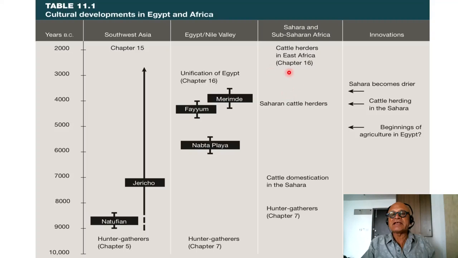Chapter 16 will look again at cattle herders in East Africa, another semi-arid region we talked about in the context of East African herdification, bipedalism and the evolution of our ancestors as well. In terms of innovations, the beginnings of agriculture in Egypt happened around 5,000 years ago. Cattle herding in the Sahara was another innovation that happened around 4,000 years ago, and the Sahara becomes drier, so that's the end of the green Sahara, and then the Sahara has been a desert over the last so many thousand years, and the Sahel is the boundary between the dry desert and the wet Central African forests and so on.